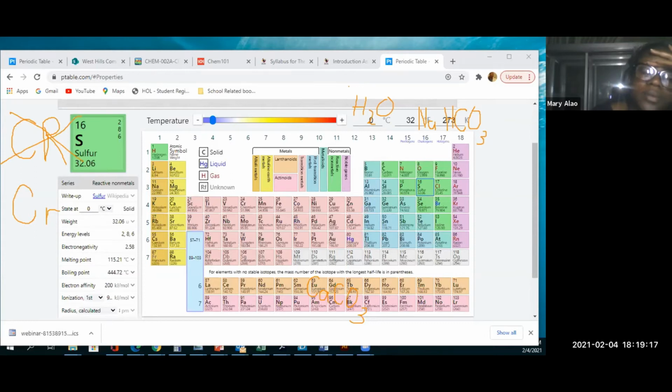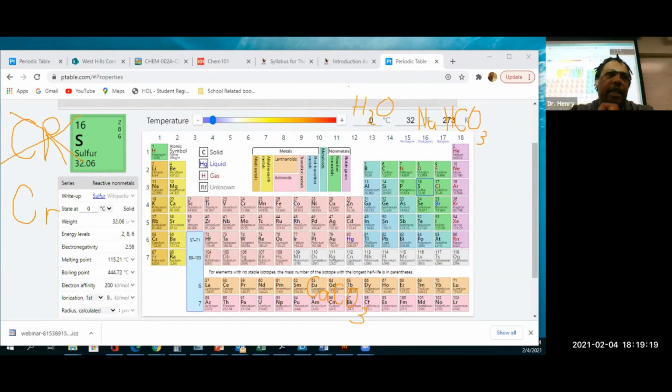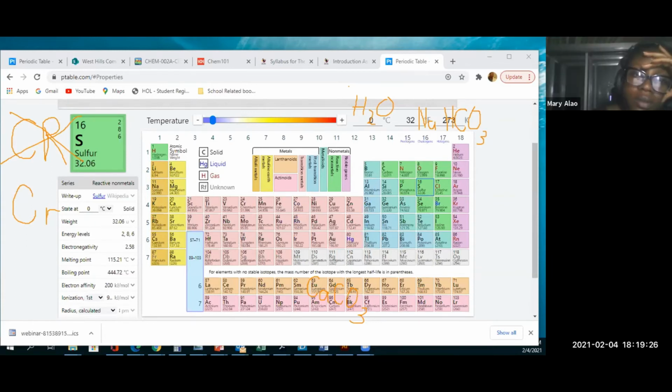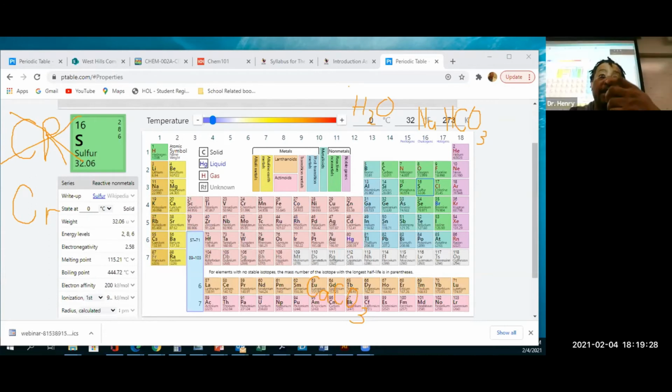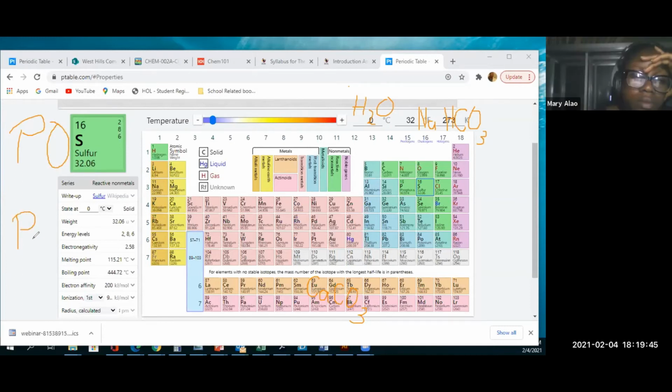So some of the elements have two letters. Some of the elements have one letter. So if it's two letters, you always have a capital and a lowercase. You want to be sure to have a capital and a lowercase because it can mean two different things. Like for instance, if I write PO, or I write Po, what does this mean?